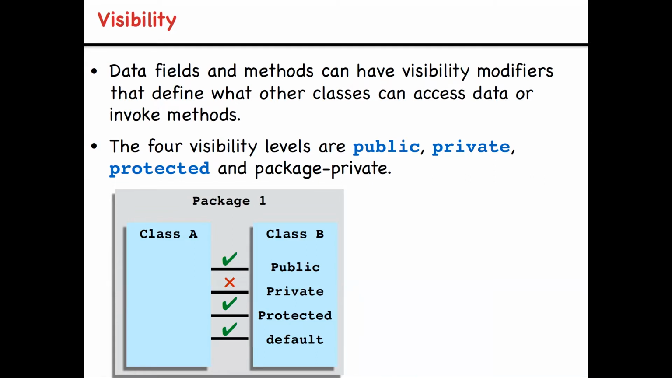And then the default visibility level, the package private, is available if the 2 classes are within the same package. I'm going to talk just a little bit about packages in just a moment, but the important thing to note here is that public is the most accessible and private is the least accessible. The rest of them depend on the relationship between the classes.